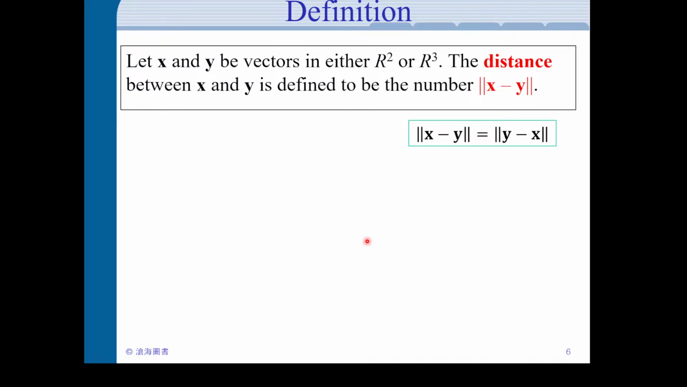So we have the distance between two vectors defined by the length of x minus y, and once again, this length is defined by scalar product. So the length of x minus y is equal to the square root of x minus y transpose times x minus y. So the scalar product between x minus y and x minus y.